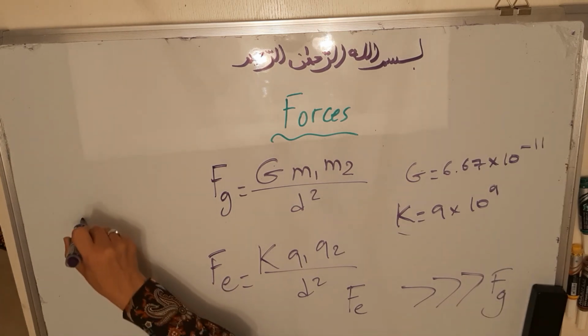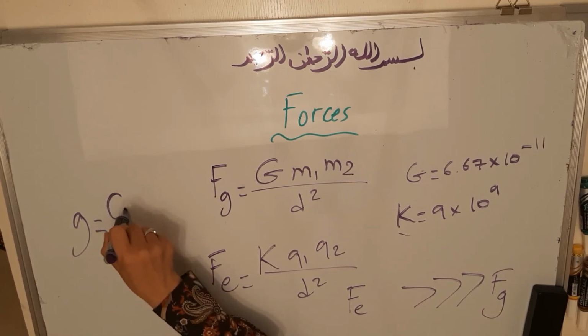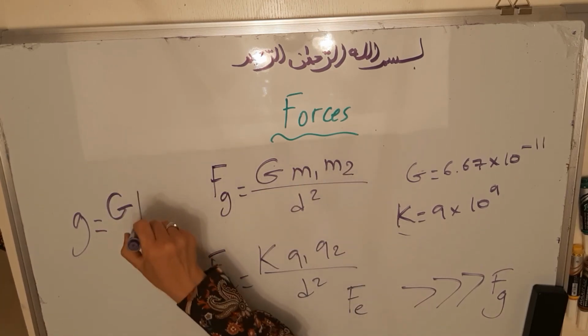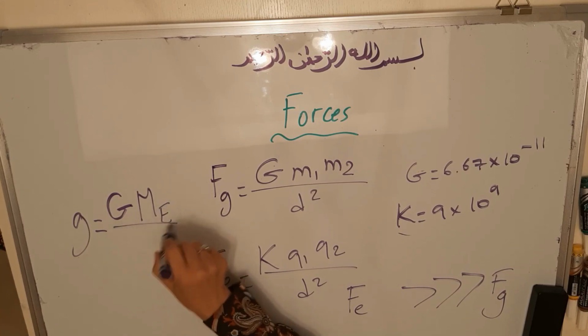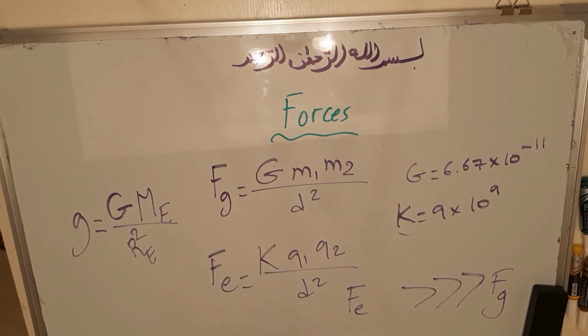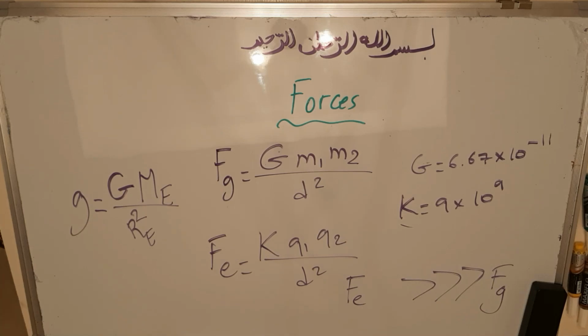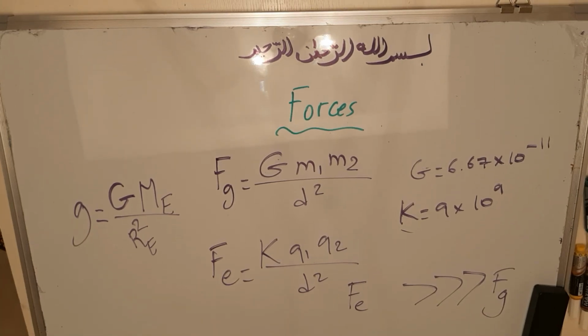Also, we have seen that g, which is 9.8 or 9.81, is nothing but the G here times the mass of the Earth divided by Re squared. And be sure to put Re in meters. Do not make that mistake of leaving it in kilometers. Okay, I believe that's it.